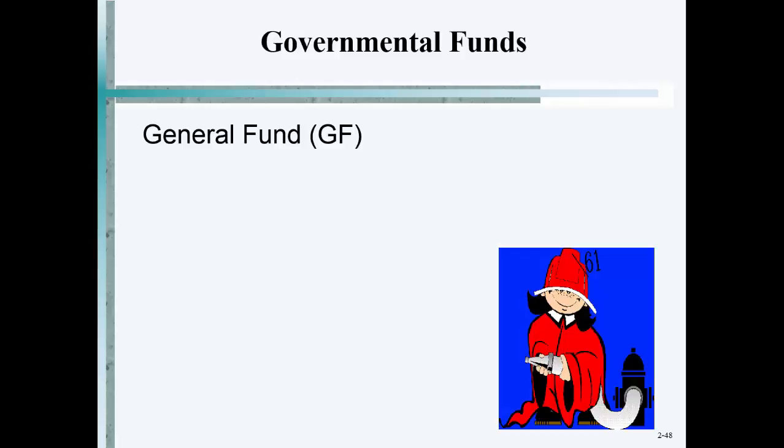But let's just go ahead and talk about the different funds. What we're going to do quickly here is get a vague notion at this point of the type of activity that is in these funds.